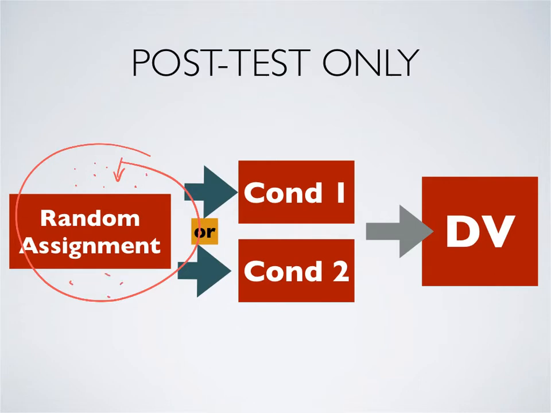And then you randomly assign them to condition 1 or condition 2. And then you measure your DV.